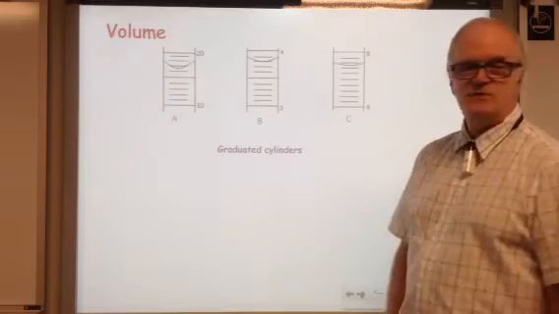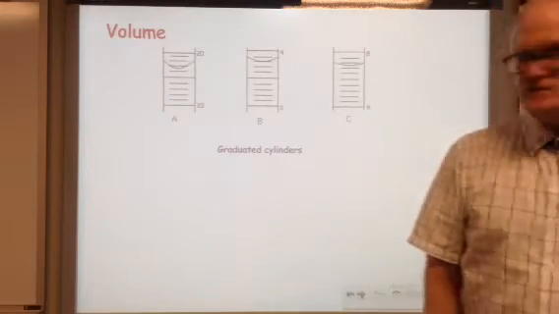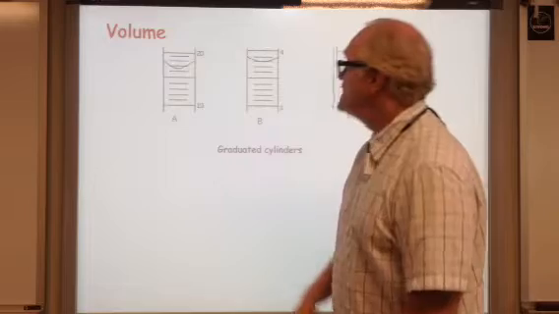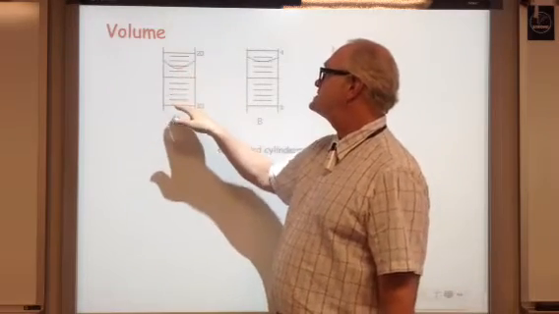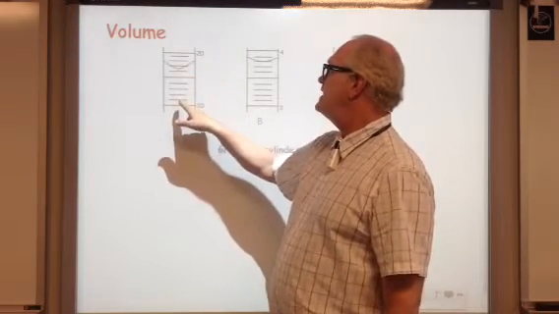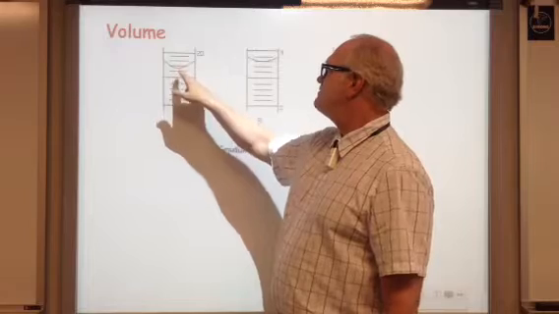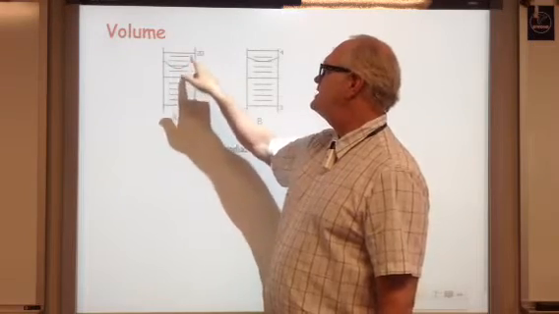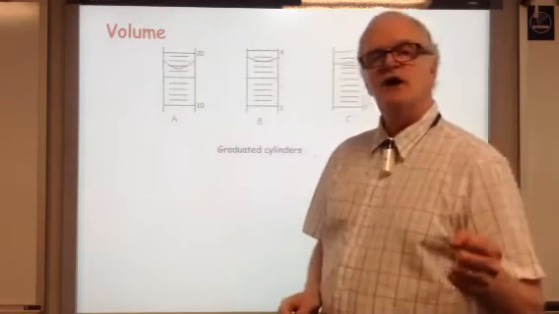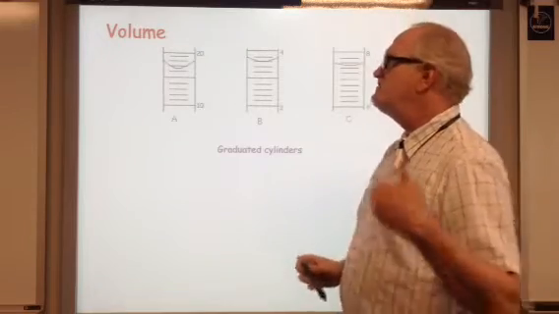Okay, let's look at graduated cylinder A. So graduated cylinder A has some liquid in it, and we can clearly see that the measurement of the liquid, the volume of the liquid, is between 10 and 20. Most of our graduated cylinders are in milliliters.